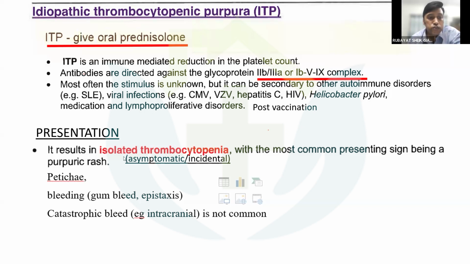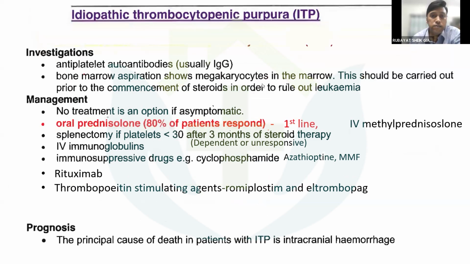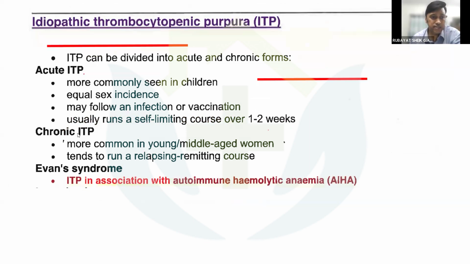So diagnosis is usually incidental. Patients are usually asymptomatic. They may have a history of fever or a vaccine or some other autoimmune disease. In some cases, they present with purpuric rash, petechiae, sometimes gum bleeding, epistaxis. Catastrophic bleeding is very rare. It's very unlikely, but not impossible. But usually you will get cases with just mild bleeding, skin bleeding or gum bleeding. Children usually have acute presentations, and ITP in adults is usually chronic.